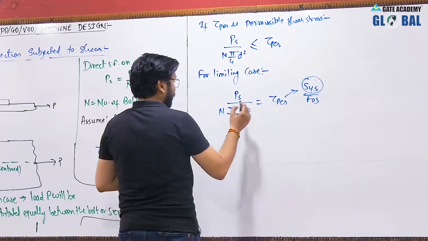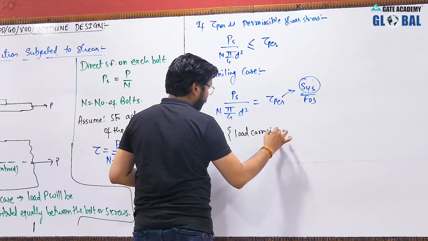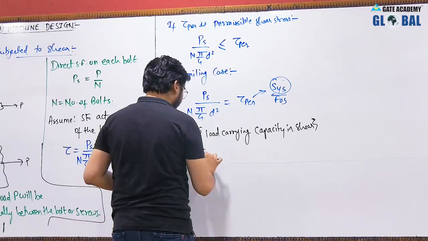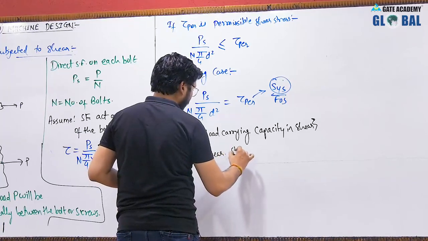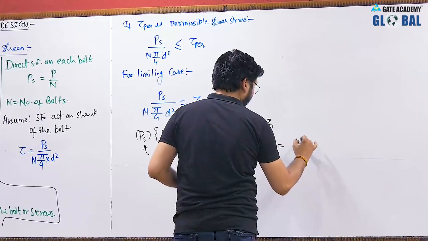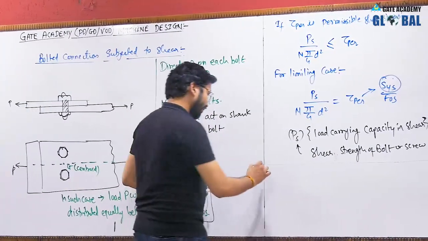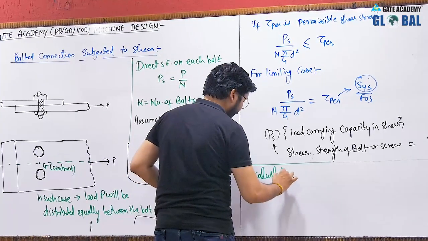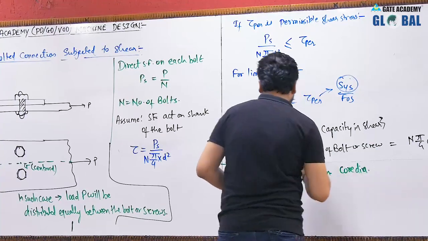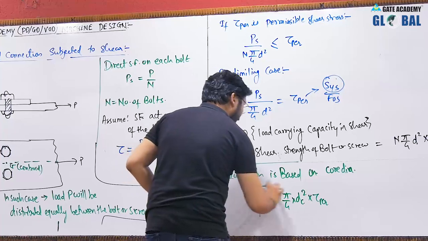Now if you multiply this value, you will be getting PS, that is the load carrying capacity in shear. That may be called the shear strength of the bolt or screw. So this will be N into pi by 4 d square into tau permissible. Now if the calculation is based on core diameter, then we can write PS is equal to N into pi by 4 dc square into tau permissible. This will be the permissible load.